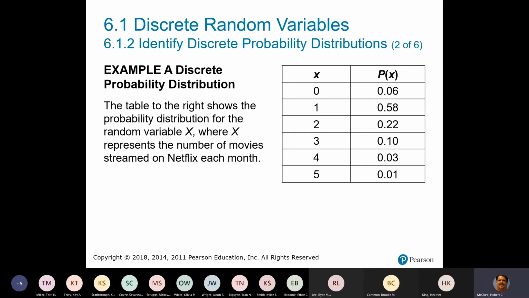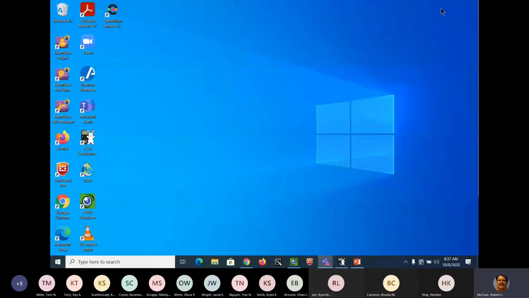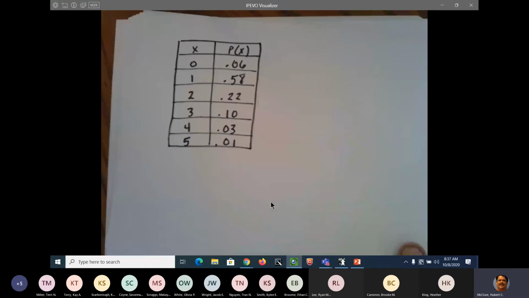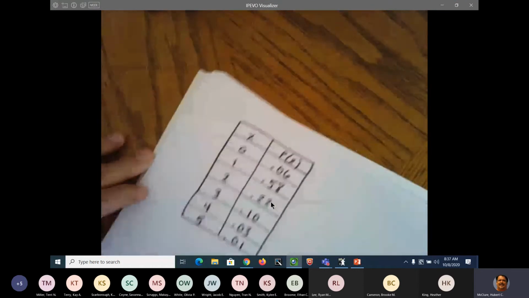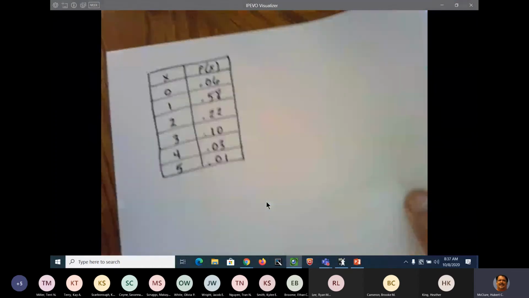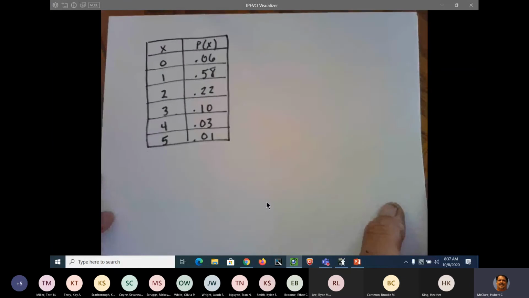And again, you're welcome. All right, so here is the probability distribution. I don't know why I use those slides. I guess to keep me in line. I'd rather write on paper. All right, there's the probability distribution.